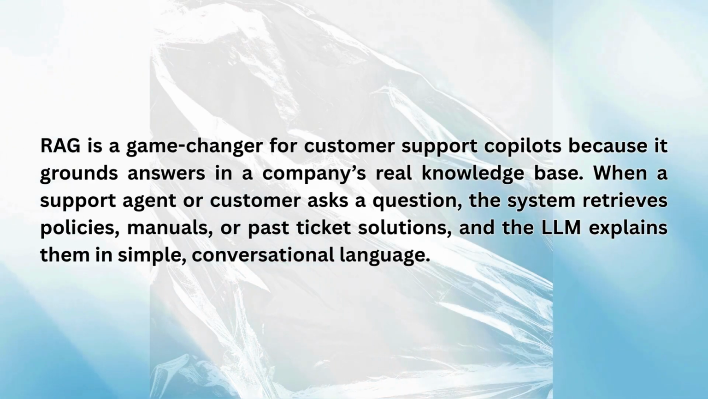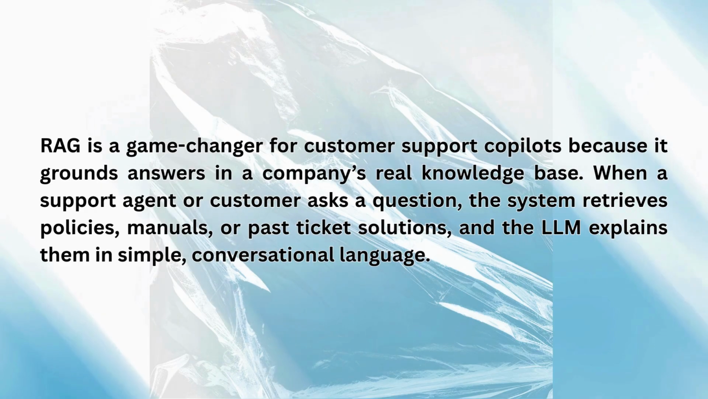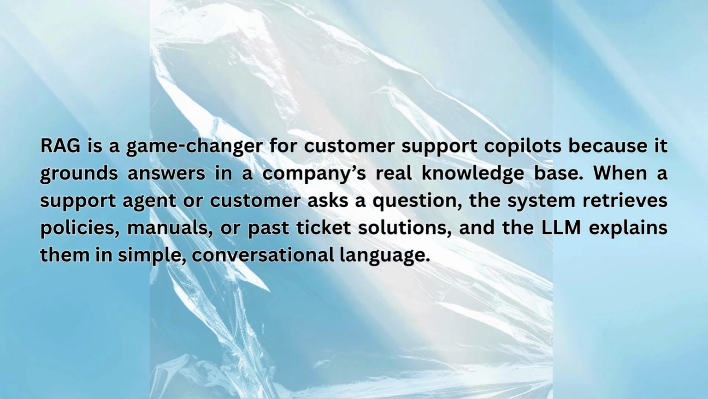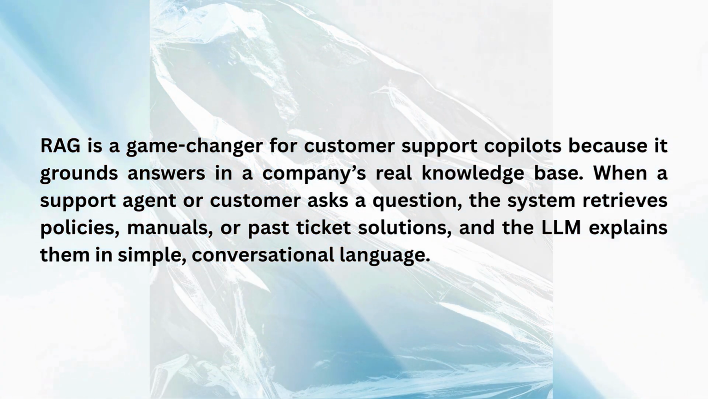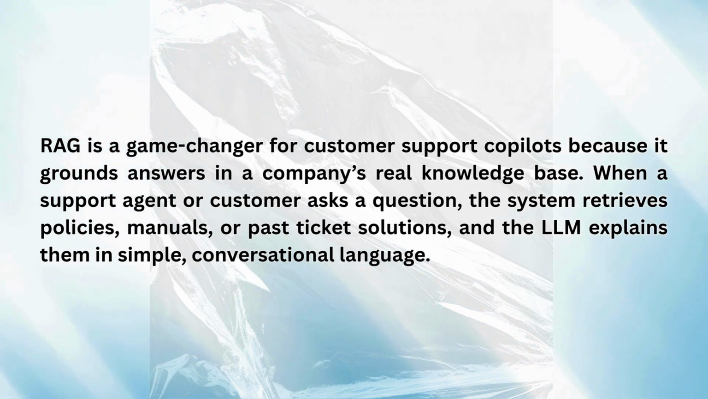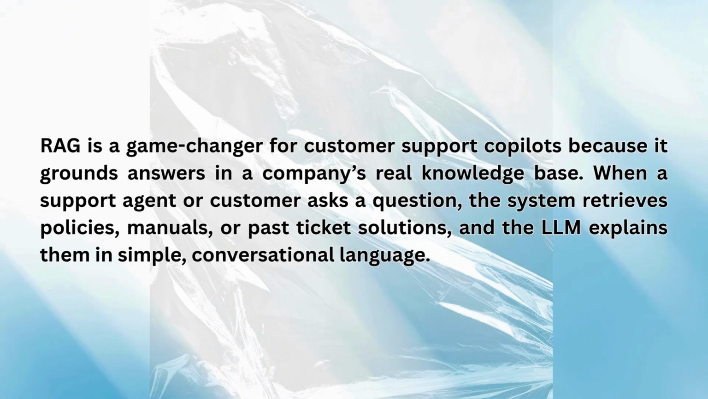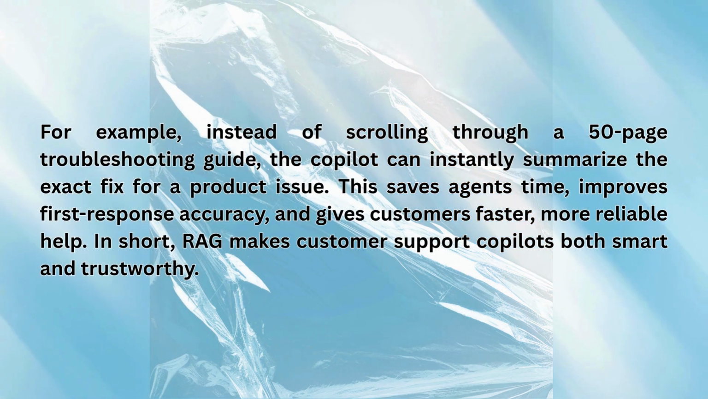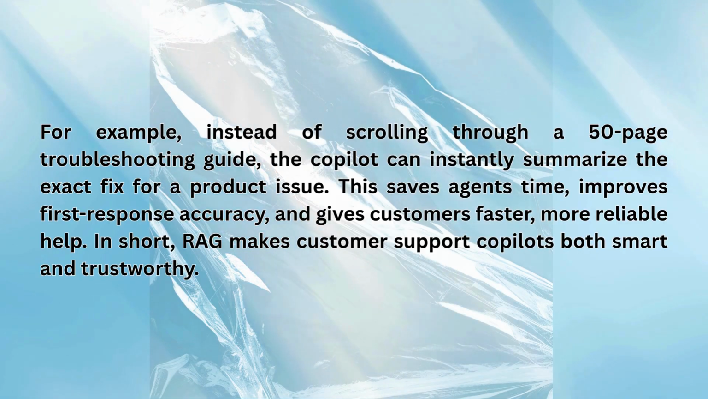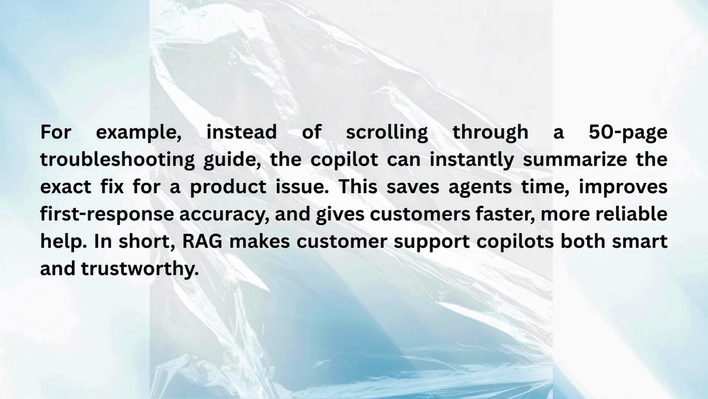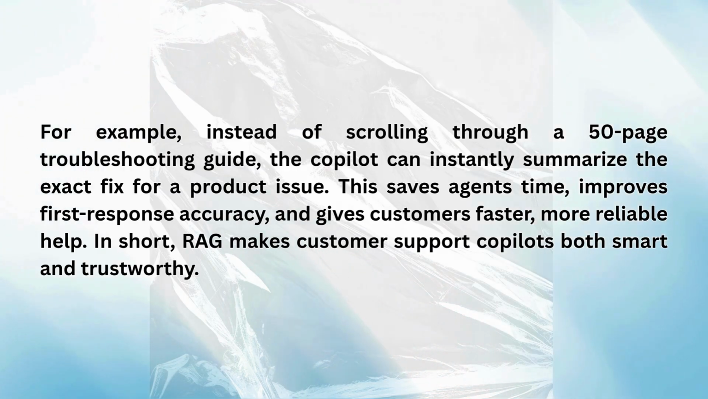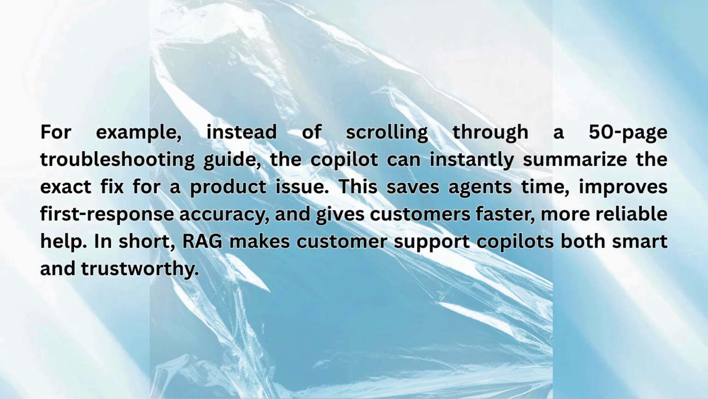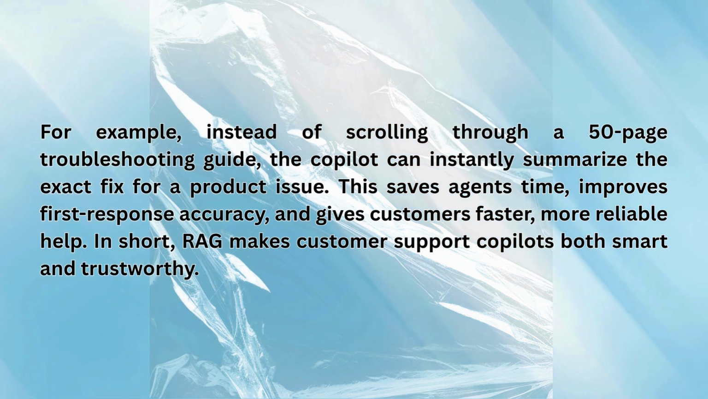What role does RAG play in customer support copilots? RAG is a game changer for customer support copilots because it grounds answers in a company's real knowledge base. When a support agent or customer asks a question, the system retrieves policies, manuals, or past ticket solutions, and the LLM explains them in simple, conversational language. For example, instead of scrolling through a 50-page troubleshooting guide, the copilot can instantly summarize the exact fix for a product issue. This saves agents time, improves first response accuracy, and gives customers faster, more reliable help. In short, RAG makes customer support copilots both smart and trustworthy.